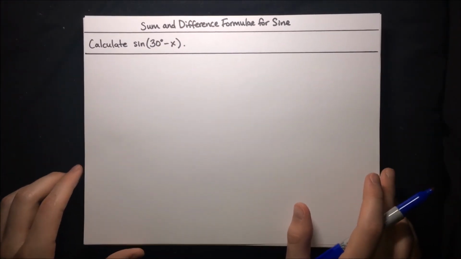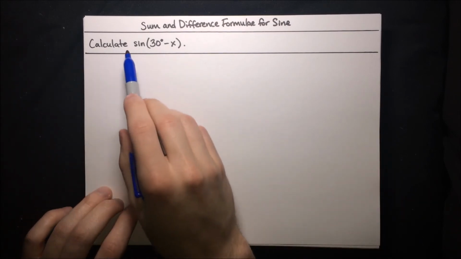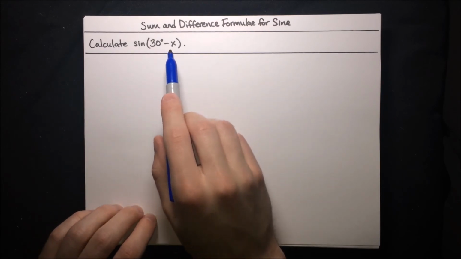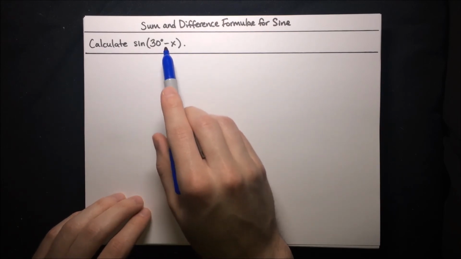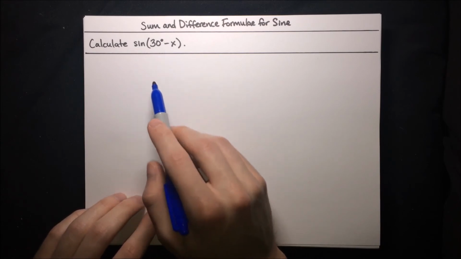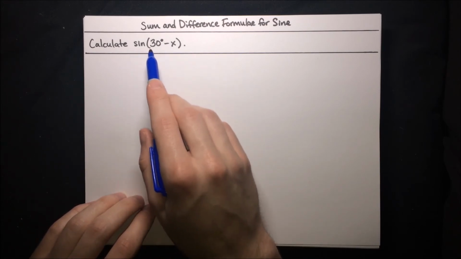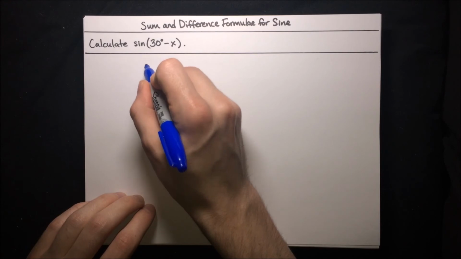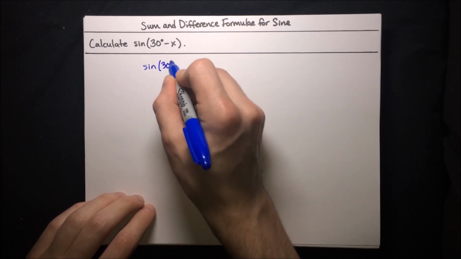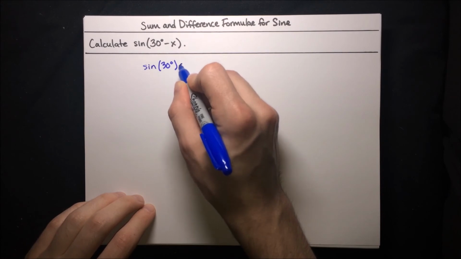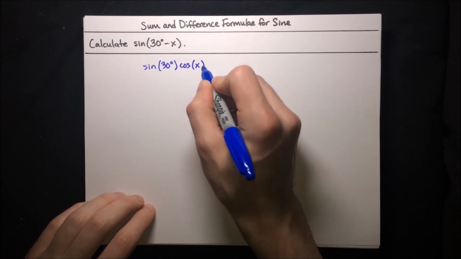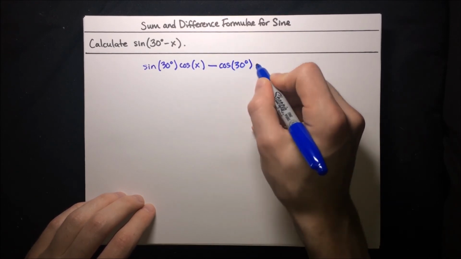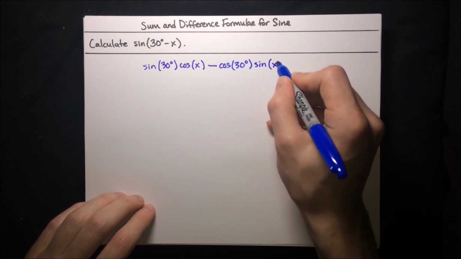All right, so here is a final example. We want to calculate sine of the difference 30 degrees minus x. So we can tell right off the bat that we're going to want to use the difference formula here because there's a minus. So now we just need to remember what the difference formula is. Well, that's just sine of the first term times cosine of the second term, and then minus that flip-flopped. So sine of the first term, sine of 30 degrees, times cosine of the second term, cosine of x, and then minus that flip-flop: cosine of the first term, 30 degrees, times sine of the second term, x.